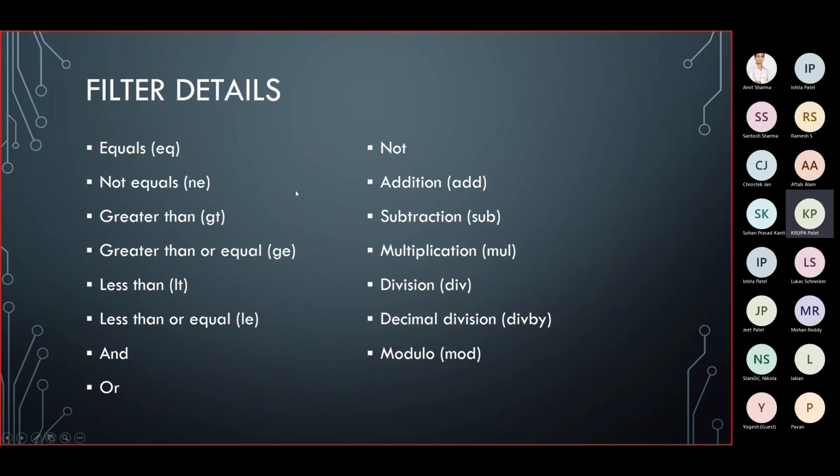And these are the filter operators available in OData. You can apply this filter like for equals, you can pass EQ. For not equals, NE, then greater than or equal, then less than or equal. You can also pass and, or, and not. And we can also pass addition, subtraction, multiplication, division, decimal division, and modulo.